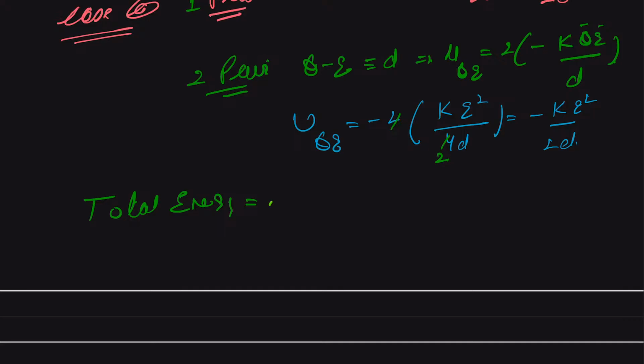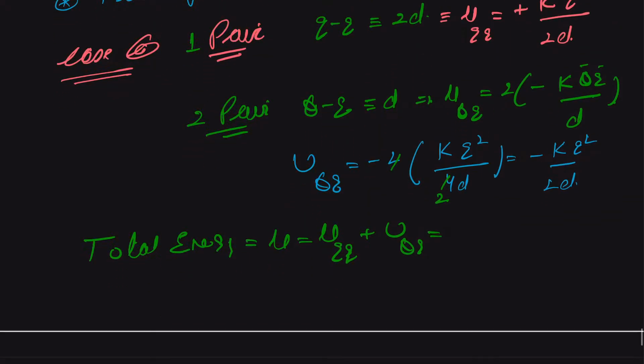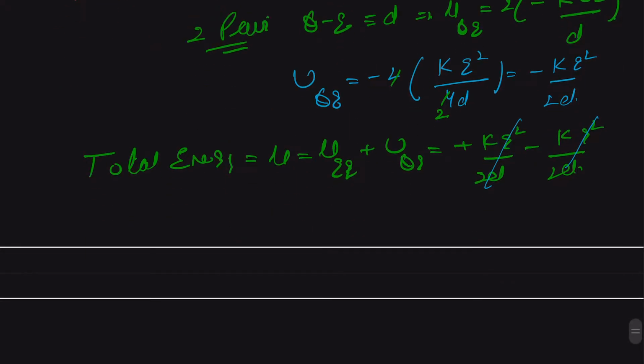Total energy, that is U, will be equal to U because of the first, and this is our second case, and we get this as plus k q square upon 2D minus k q square upon 2D. These two cancel out, therefore in the first case we have that total energy is equal to 0.